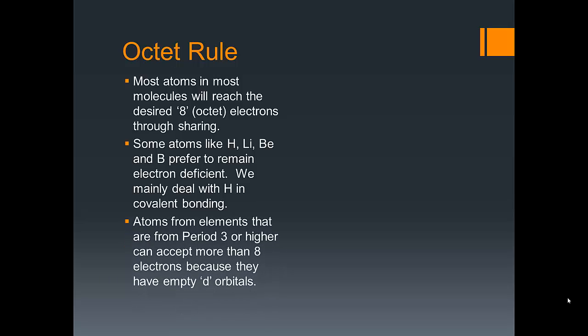Atoms from elements that are in period 3 or higher can accept more than 8 electrons because they have some empty d orbitals, as I'm sure you recall from atomic structure. So for things that need to make exceptions, period 3 and higher can have more than 8. Period 1 and period 2 tend to either have 8 or can take less than 8, but they can never ever take more because they don't have any Ds.